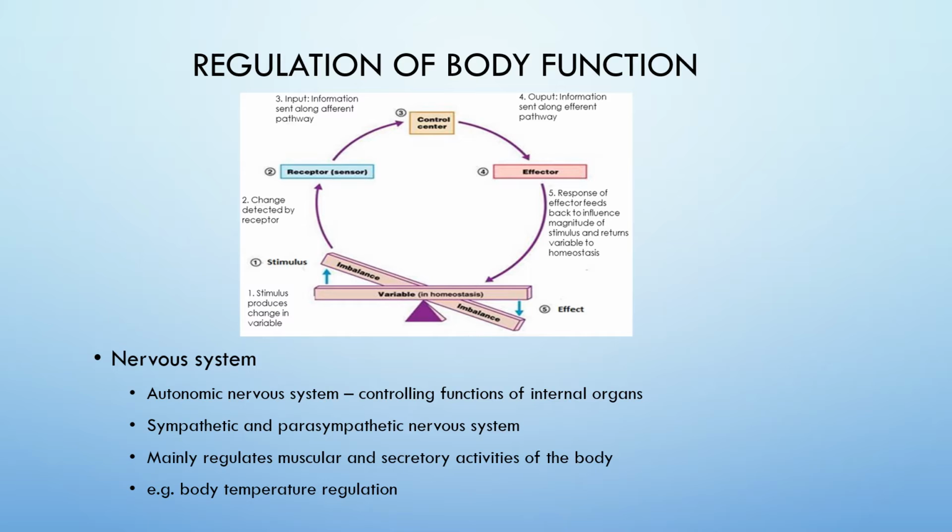The first control system in our body involved in maintaining homeostasis is the nervous system. The nervous system that we use here is the autonomic nervous system, which controls the function of the internal organs. The autonomic nervous system can be further divided into the sympathetic and parasympathetic nervous systems, which innervate different organs and perform different functions. Normally it regulates the muscular and secretory activities of the body. For example, a regulation that involves the nervous system as the control center is body temperature regulation.